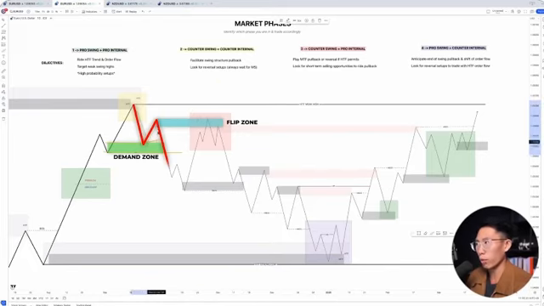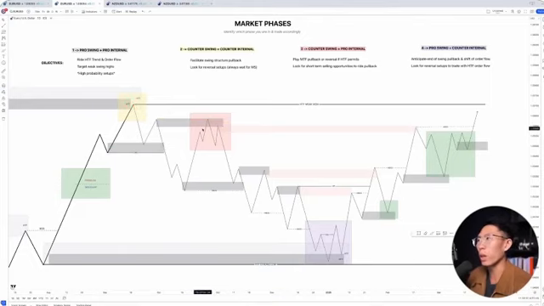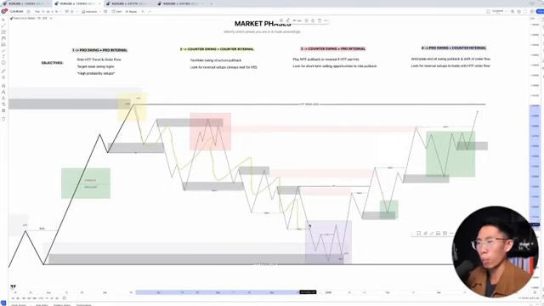But no, it created a failed reaction, created a lower high right here, giving us our demand to supply flip zone. Now we got our demand to supply flip zone right there. So that is when we can move on to phase 3. Phase 3 is when you want to look for short-term selling opportunity to ride the pullback, because right now we know that price is turning bearish to facilitate the pullback, so we can actually capitalize on this fact and look for sell positions at all these highs right here, all these lower highs being formed right here.